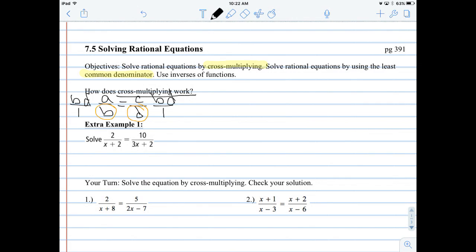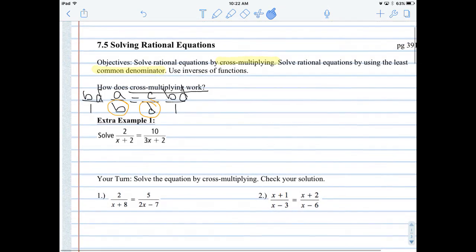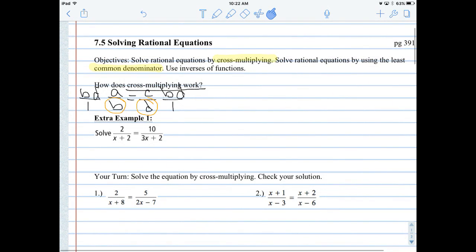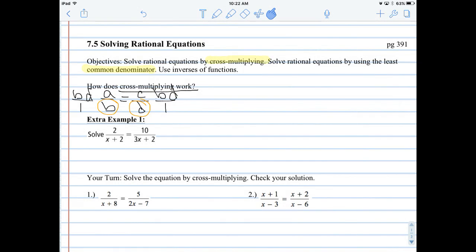Over here on the left-hand side, my b's will divide out. So this b will divide with that b to make 1, and I'm just left with a times d. And on the other side, this d will divide out with that d and make 1. So then I'm just left with c times b. Overwrite that as b times c.